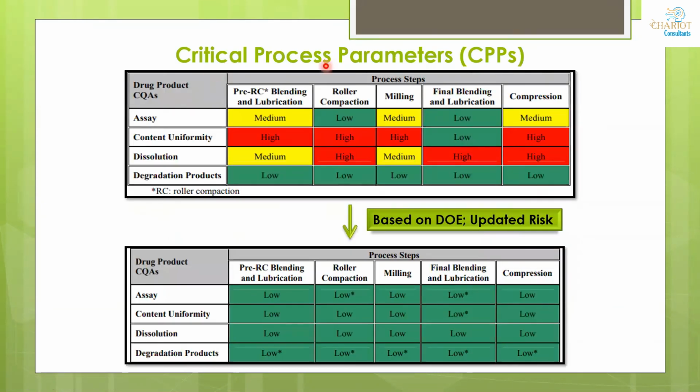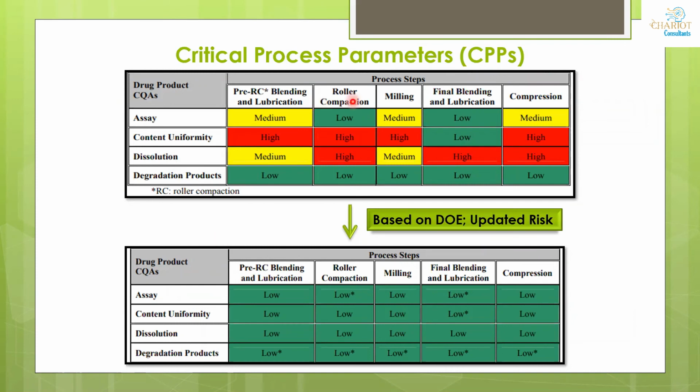Similarly, in case of critical process parameters, when you talk about the process parameters which are important, for example in case of roller compaction, before your dry granulation you will need to do the blending process. So how can the blending process impact your product? Assay values, which is medium; the content uniformity levels, it can impact, high; the dissolution also. I mean, if you are doing over lubrication before the compaction process, it can impact your dissolution.